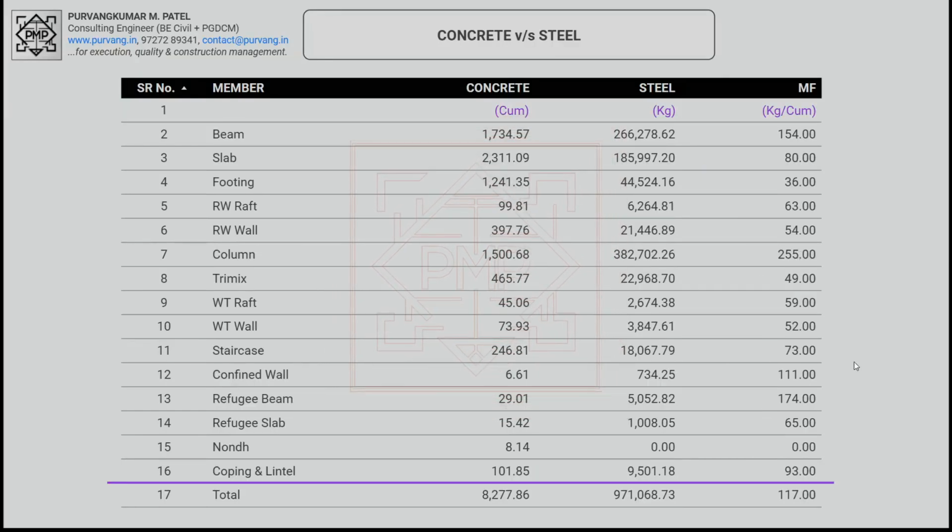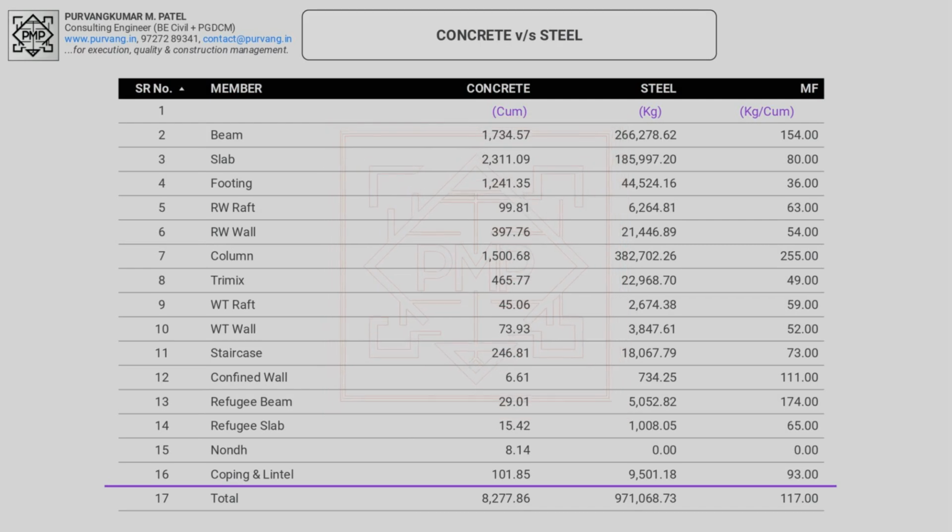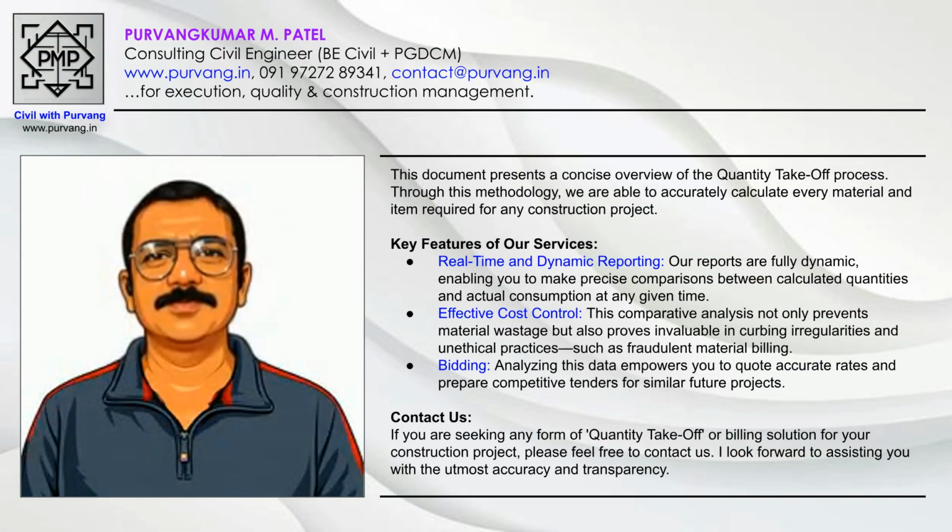This in-depth insight proves to be an invaluable asset, and indeed a game-changer, for engineers, not only in controlling material wastage but also during the estimation of future tenders and project cost calculations. This presentation presents a concise overview of the quantity takeoff process. Through this methodology, I am able to accurately calculate every material and item required for any construction project.